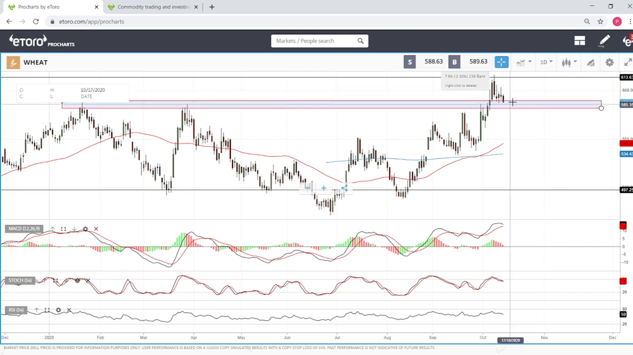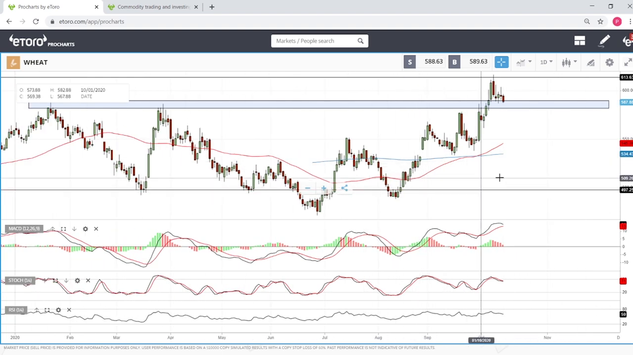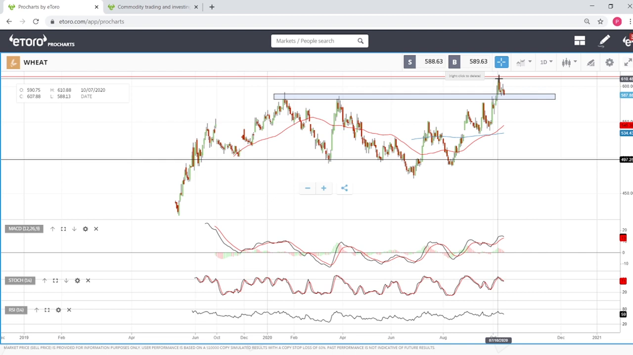But at this point, we're running into support here. This will most likely break, will go towards the 50 moving average, and then this will most likely bounce. A break through the 50 moving average will open the door to the 200 moving average, and after that to these lows again. So you could see this from another perspective, in that we're trading in between these lows and these highs. And if that is the case, this is probably the best shorting position that you can basically get. But it is really risky because you can bounce from the 50 moving average or bounce just underneath this area.